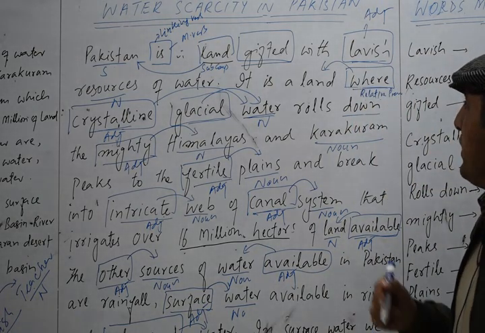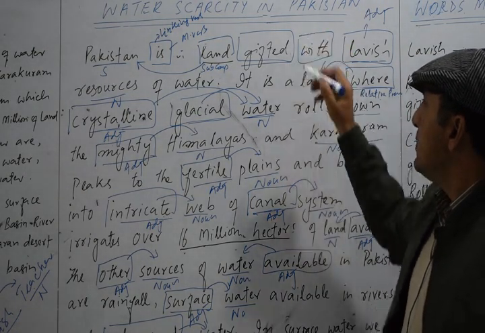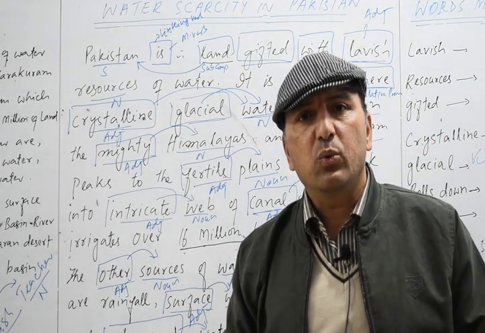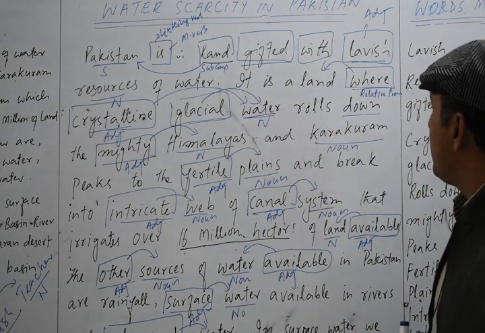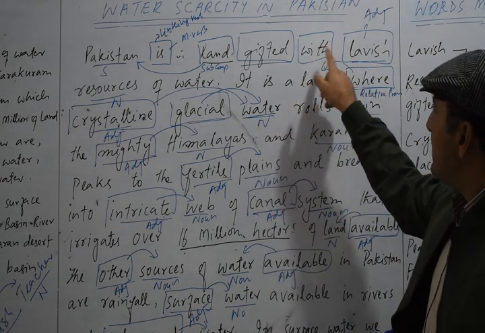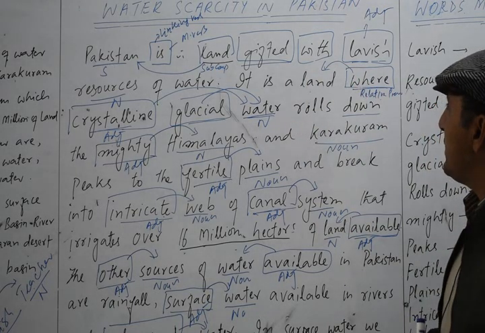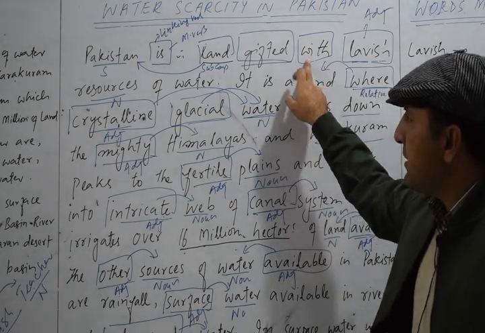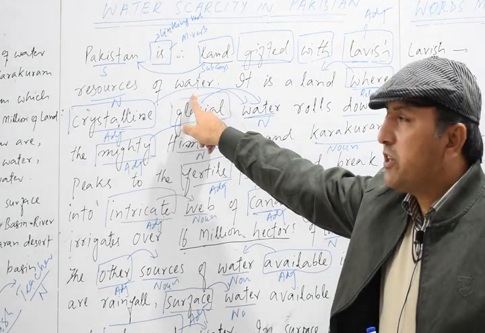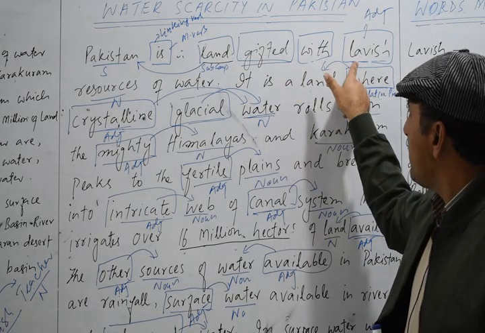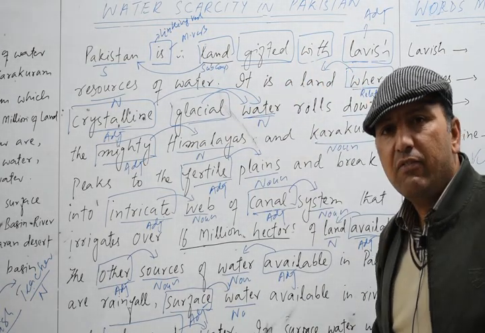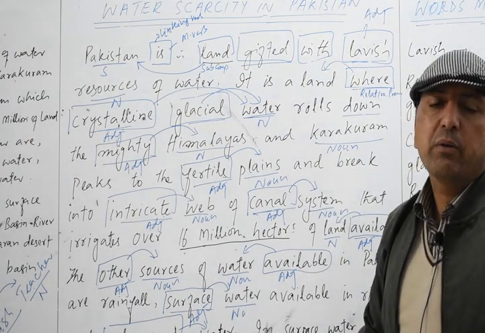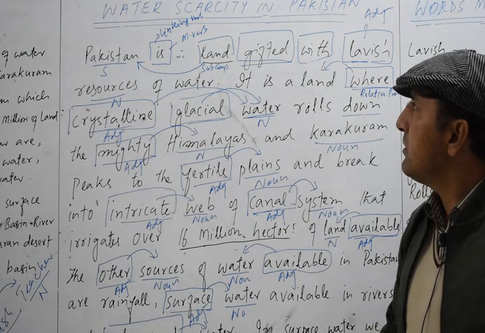Then we have with. This with, as you know, is a simple preposition, with lavish resources of water. Now you see any phrase which starts with a preposition and ends with a noun like water. देखो ये स्टार्ट किस चीज पे हुआ, preposition पे, और ये phrase जो है water पे खत्म हुआ. So any phrase which starts with a preposition and ends with noun, we call it prepositional phrase.